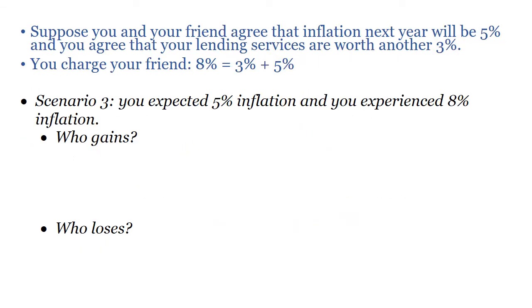And our final scenario. You expected 5% inflation. By the end of the loan term, inflation was actually at 8%. So we have unexpected inflation, don't we? It's more than we thought. So we know borrower benefits, lenders lose, but let's see why.